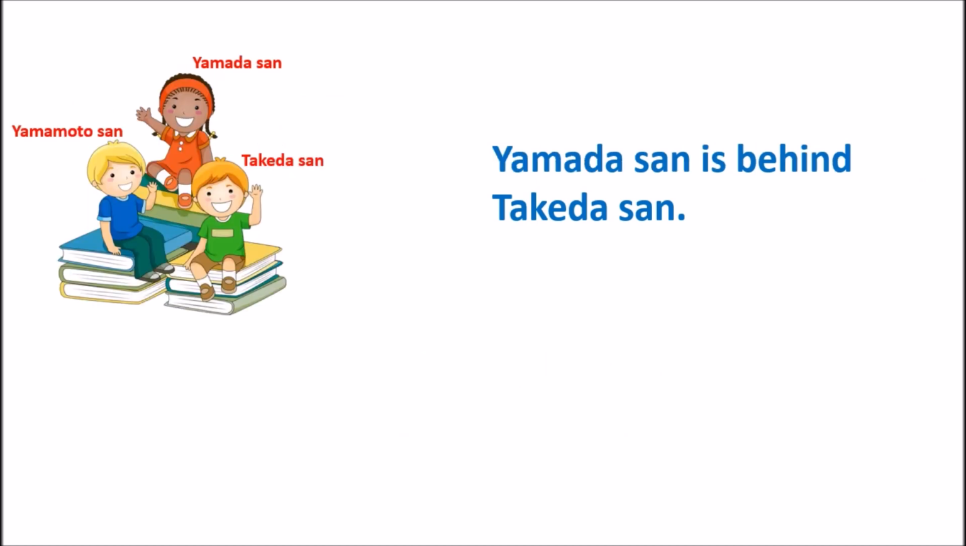The next picture shows Yamamoto-san, Yamada-san, and Takeda-san. Here you see that Yamada-san is behind Takeda-san and Yamamoto-san. But in this sentence, we want to say Yamada-san is behind Takeda-san. How do we say a sentence like this in Japanese? We use the word behind. Behind in Japanese is ushiro, right? So in this sentence, we use ushiro.